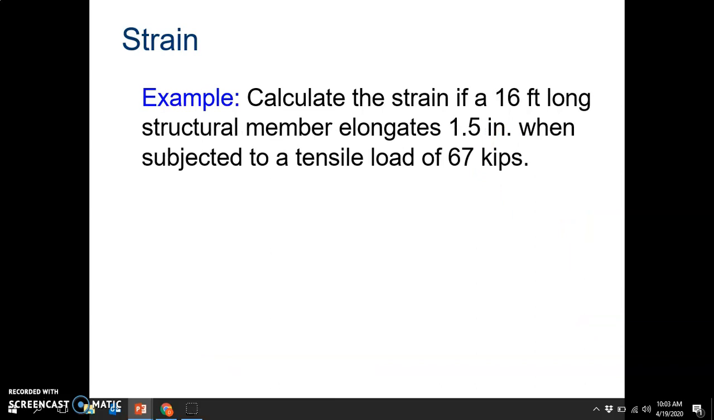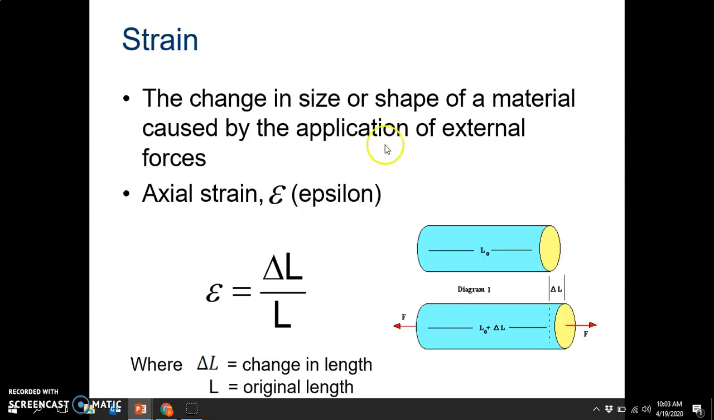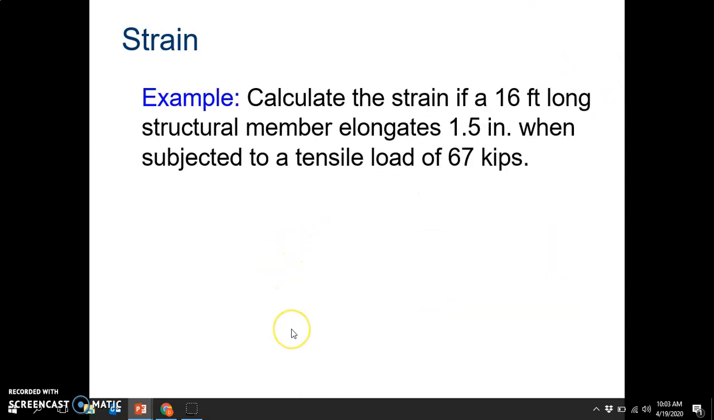Calculate the strain if a 16-foot long structural member elongates 1.5 inches when subject to a tensile load of 67. Okay, so I know that we're applying a force, but do we really need the force in this one? Let's look at the equation again. It's change of L over L. Actually, I don't even need the tensile load.